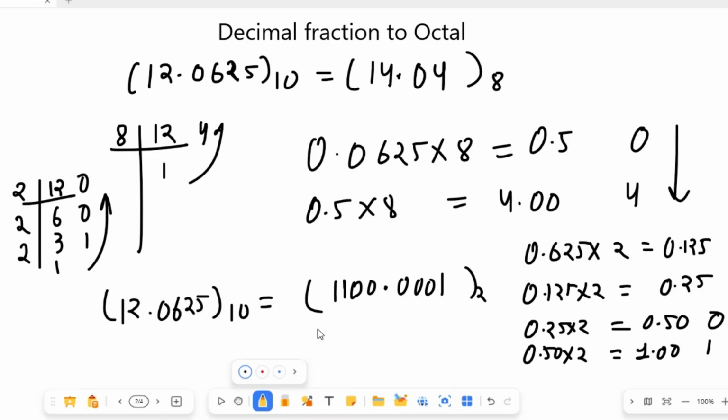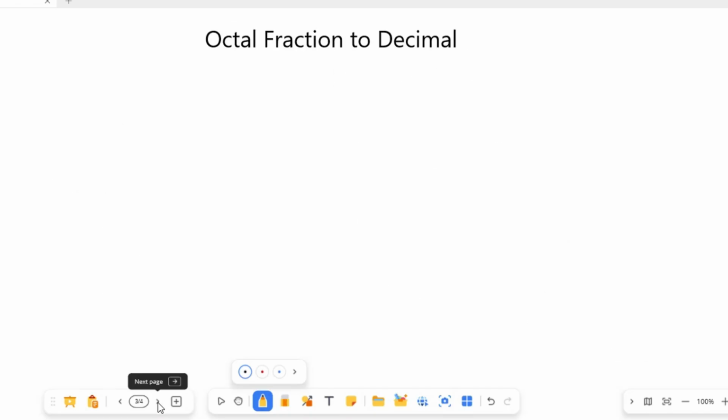Okay. Next. Now, how to convert an octal fraction to decimal? Okay, you understood decimal to any number. We did decimal to octal, decimal to binary. So decimal to any number, it is the same division, and after the point we do multiplication. But how to do any number to decimal?